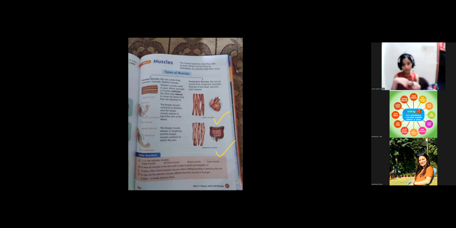And voluntary, what can be the examples? Voluntary muscles we can write as skeletal muscles. So what will come under skeletal muscles? The muscles which we have in the knees and the elbows will come under voluntary muscles. Also the neck, because we can move our neck also. Anything that is under our control, which we can move according to ourselves, will come under voluntary muscles.